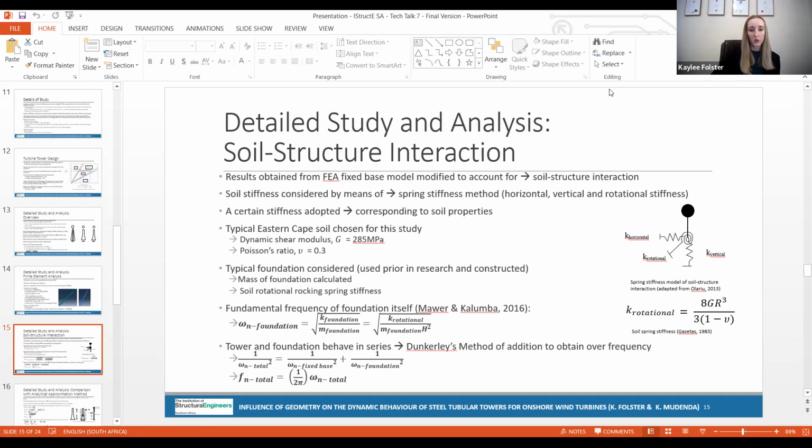And then once you've got the foundation and you've got your tower as a fixed beam, you're able to essentially sum those two together by making use of what's known as Dunkerley's method. And that effectively says that the tower and the base are connected in such a way that they behave in series. And so you can essentially sum the square inverse of the two individual natural frequencies to obtain an overall natural frequency. So that's what we did.